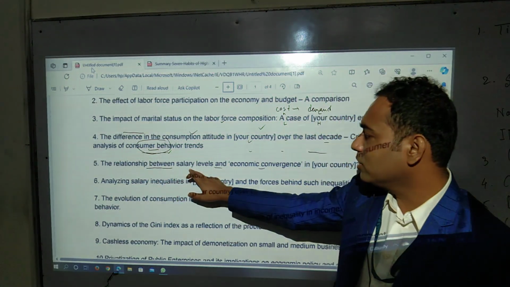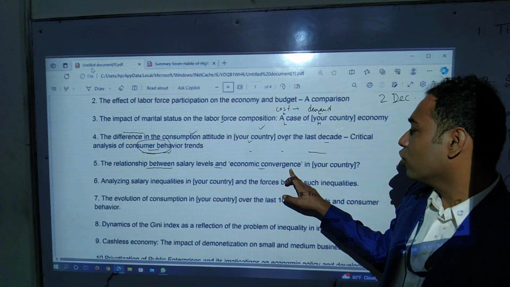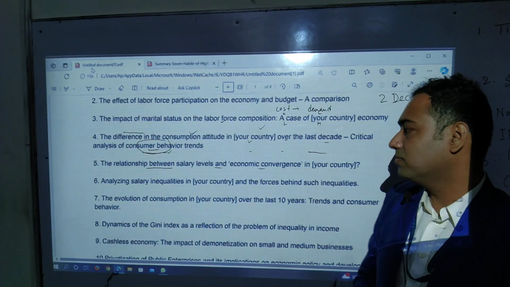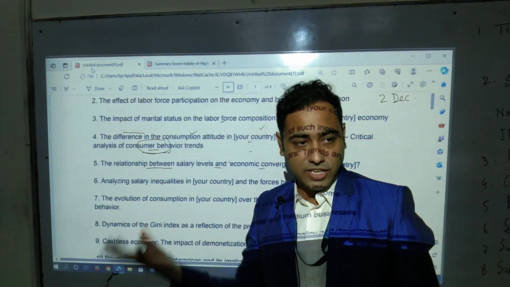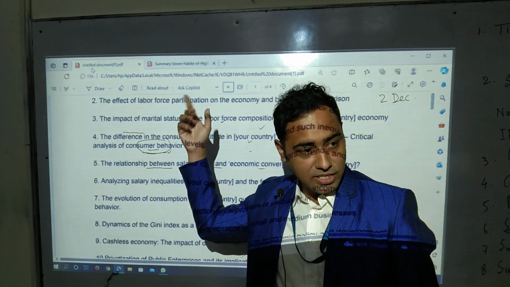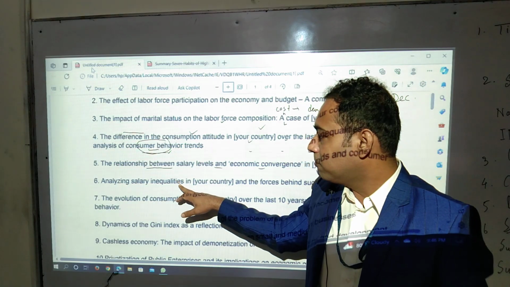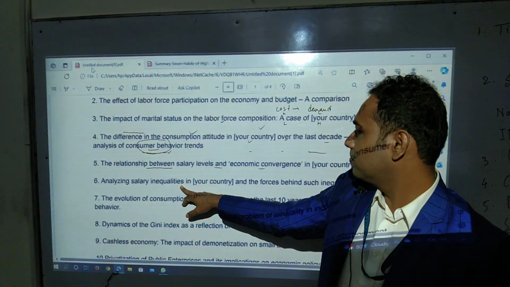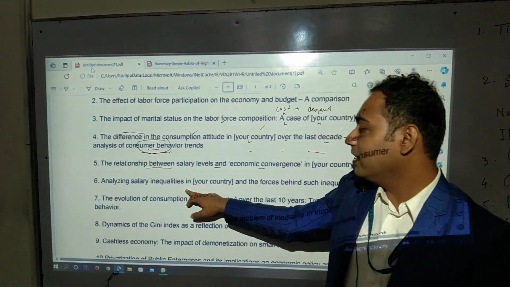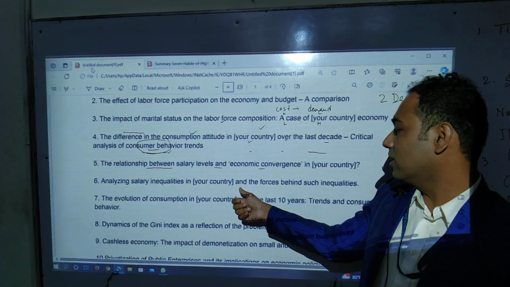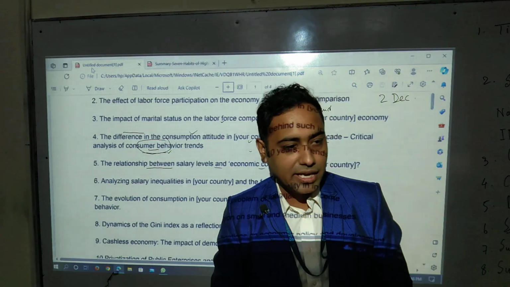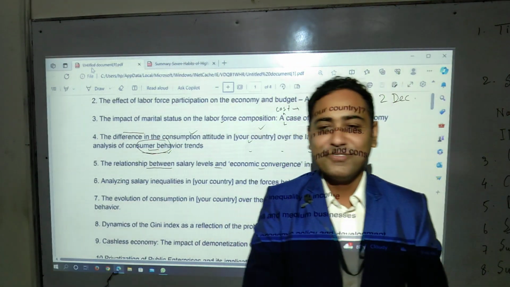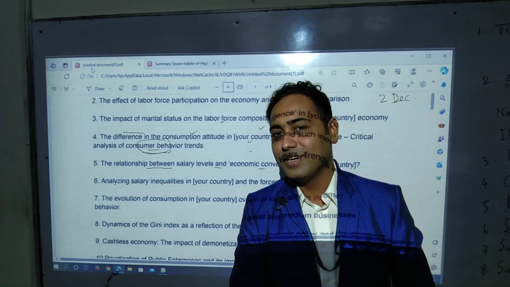Number 5, the relationship between salary levels and economic convergence in your country. Salary level and convergence. It's very interesting as well. You understand, I explained it at the beginning. Number 6, analyzing salary inequalities in your country and the forces behind such inequalities. Think. That will give you a very interesting factor here.